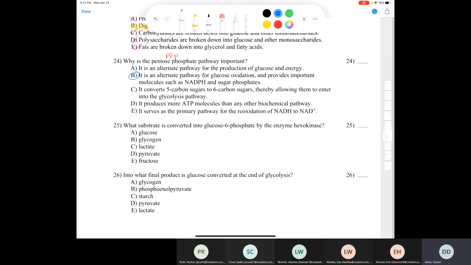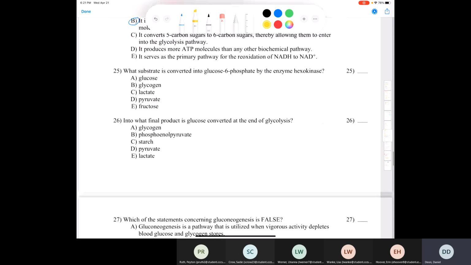But that is really all you need to know about the pentose phosphate pathway. It's an alternate pathway for the metabolism of glucose, and it provides you with NADPH, which again is used in cholesterol synthesis. The answer is B.